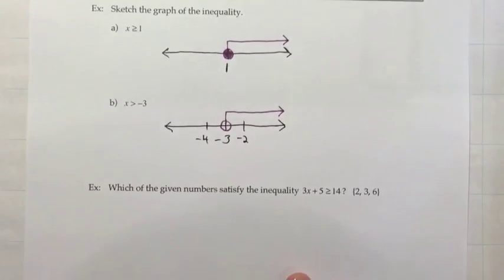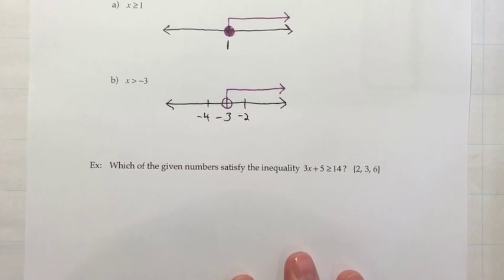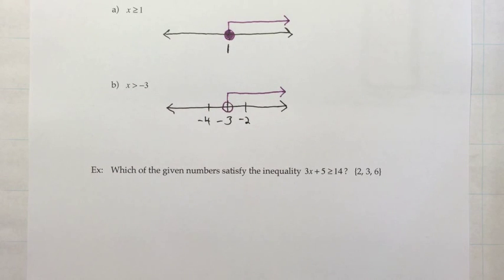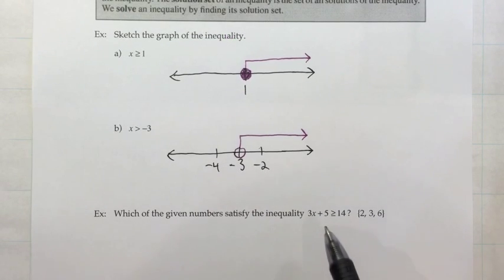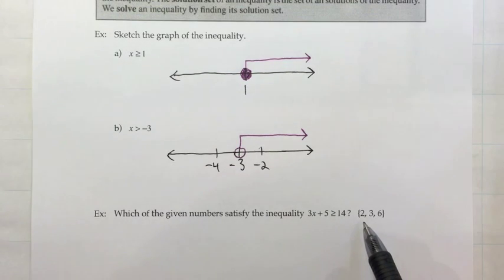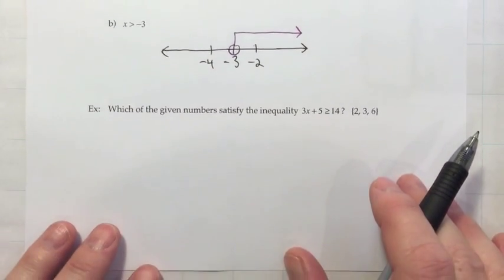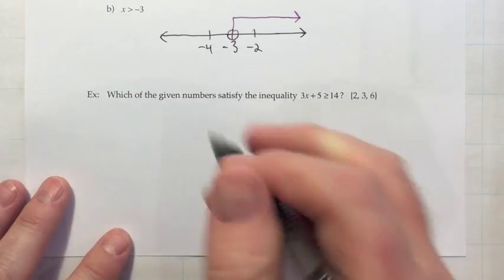All right, and then looking at the idea of solutions, we can see from these graphs that inequalities have many solutions, not just one. And if you wanted to test an individual number to see if it was a solution, we do the same thing we would with an equation. We plug it in and we see if it works. So considering the inequality 3x plus 5 is greater than or equal to 14, do any of these numbers, 2, 3, or 6, satisfy that inequality?